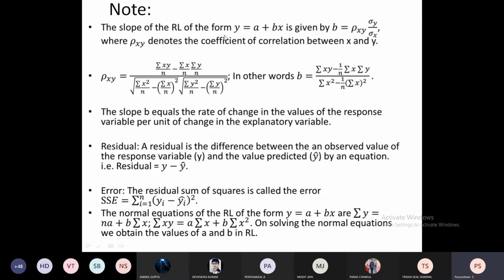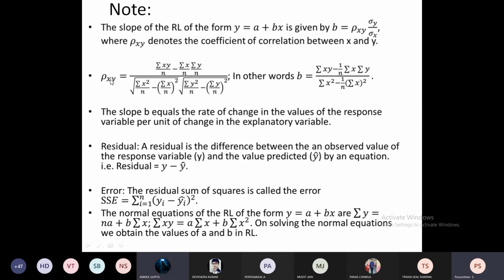The slope of the regression line of the form y equals a plus bx is given by b equal to rho xy times sigma y by sigma x. What is rho xy here? It is the coefficient of correlation between x and y. Sigma y is the standard deviation of y, and sigma x is the standard deviation of x. And the formula for rho xy, the coefficient of correlation between x and y.